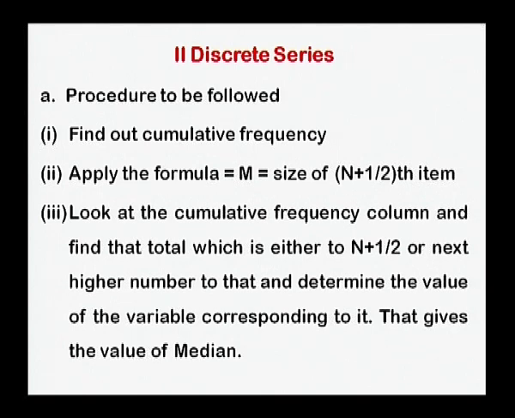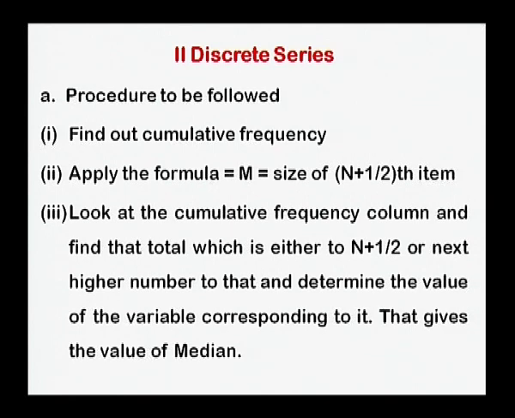M is equal to size of (n plus 1) divided by 2 the item. Again, this formula is applied so as to locate the item in which the median lies. Now, look at the cumulative frequency column and find that total which is either equal to (n plus 1) divided by 2 or the next higher number to that, and determine the value of the variable corresponding to it. That gives the value of the median.